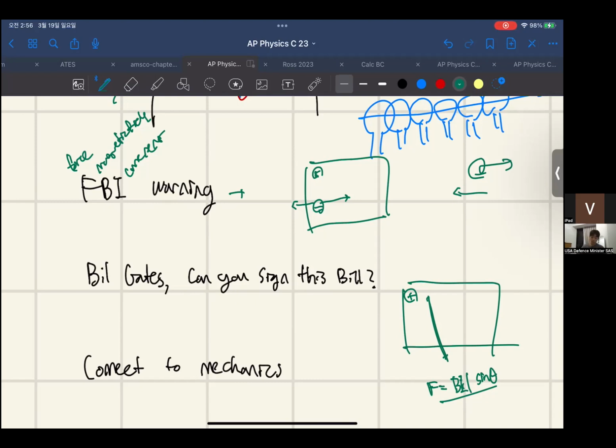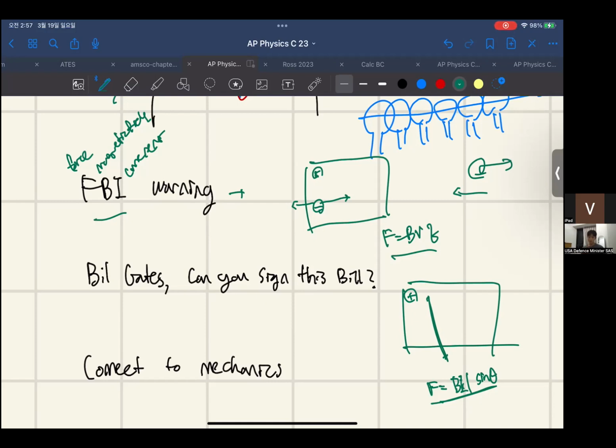Now, I missed one important thing for FBI. You also have F equals BVQ, or barbecue. This formula is basically the amount of force that a particle feels when it's moving in the magnetic field. So F equals BVQ and F equals BIL sine theta are basically like the same formula, except F equals BVQ is the force that a particle feels, whereas F equals BIL sine theta is the force that a circuit or a wire feels.